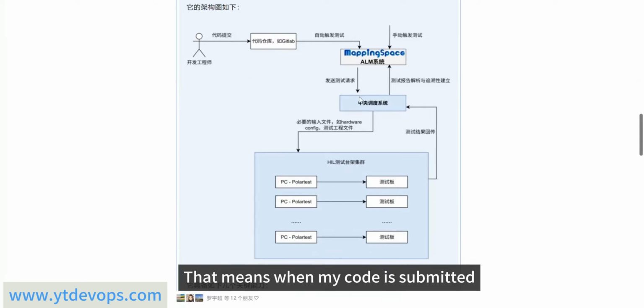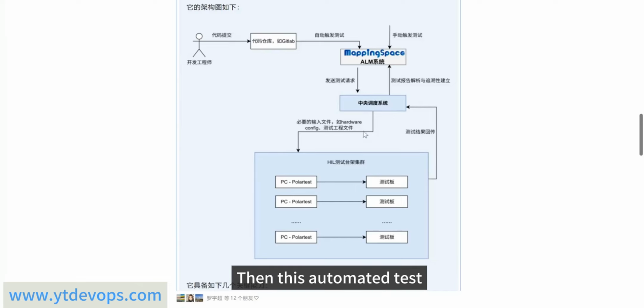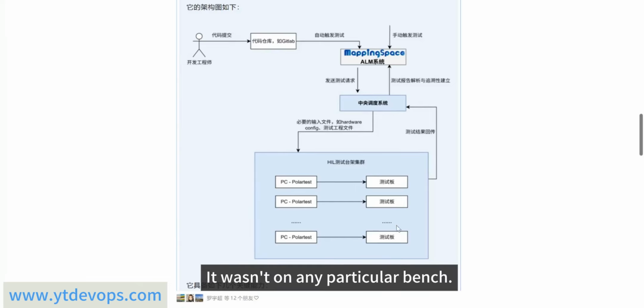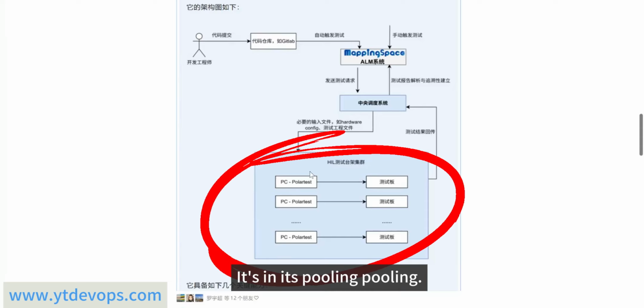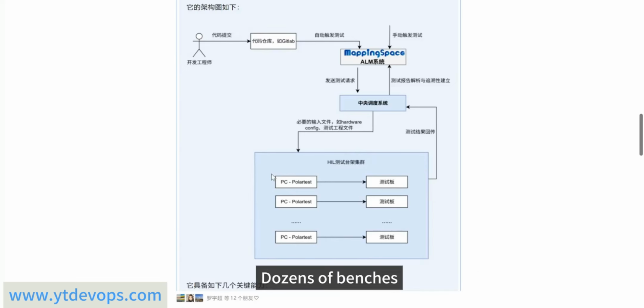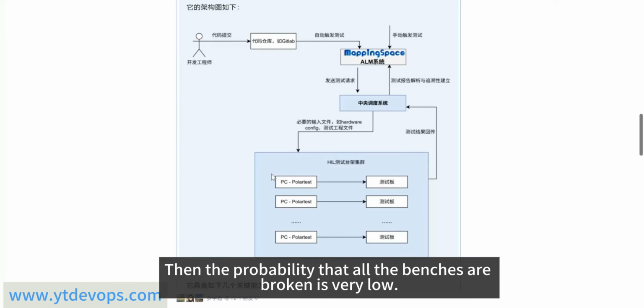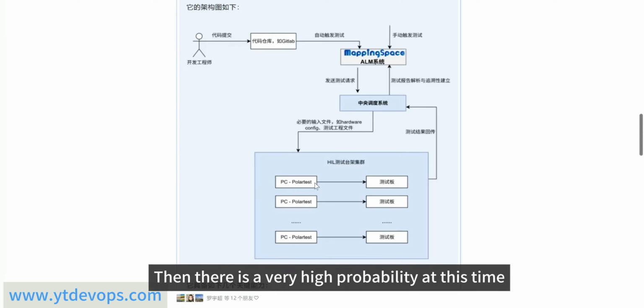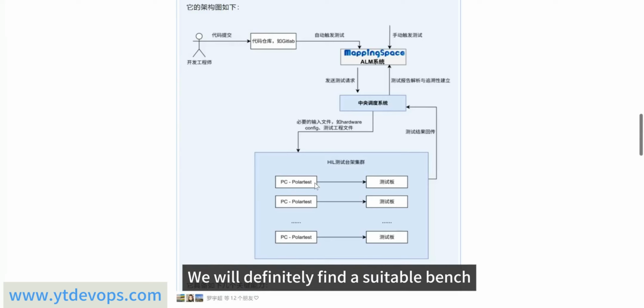That means when my code is submitted, I trigger the automated test. This automated test isn't run on any particular bench. It goes to the pool and chooses a suitable bench for testing. Since our bench cluster may have dozens or hundreds of benches, the probability that all the benches are broken is very low. So there is a very high probability that we will find a suitable, working bench to do this test. That makes it so that when we come the next day, we can see the report immediately.